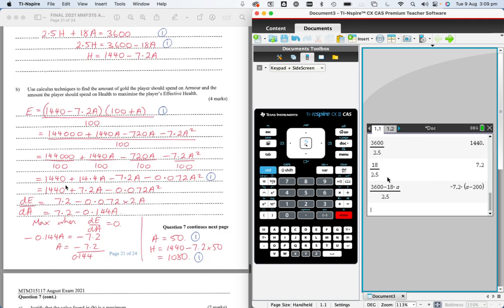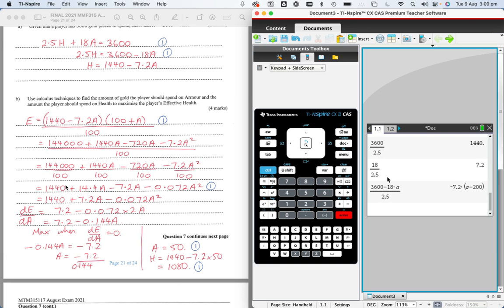Okay, part B, use calculus techniques to find the amount of gold. Again, it's got more to do with how complicated this is really. You could certainly get it as far as this. E is equal to this. You eventually have to find the derivative though, so you have to take it as far as this, and I don't think your GDC is going to help you much.